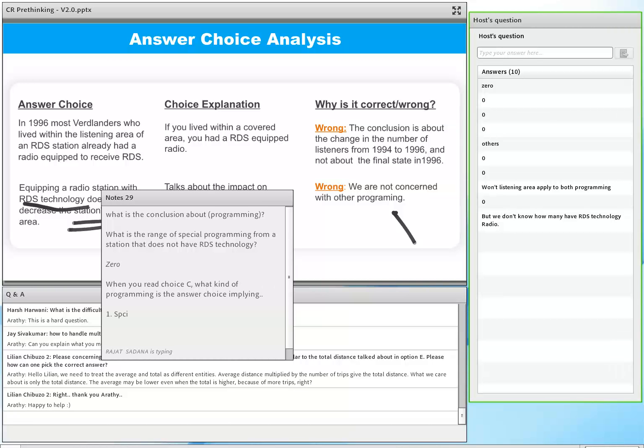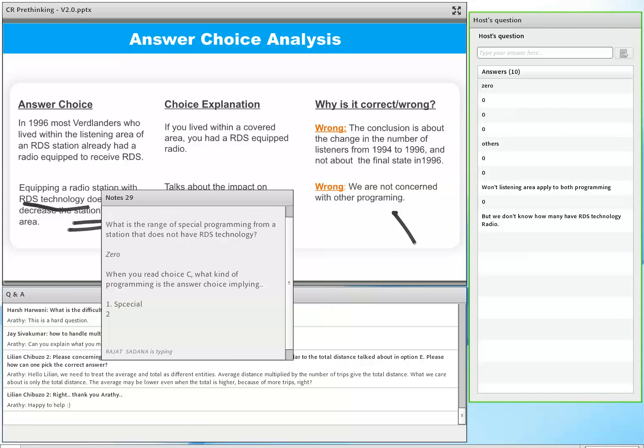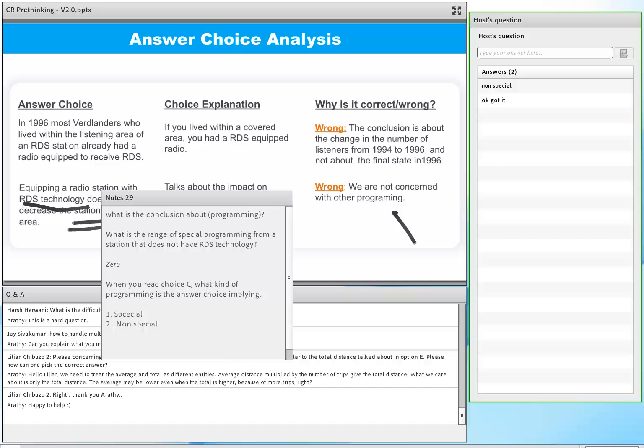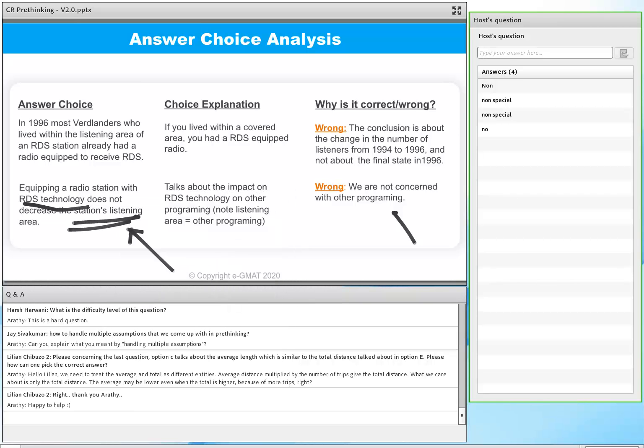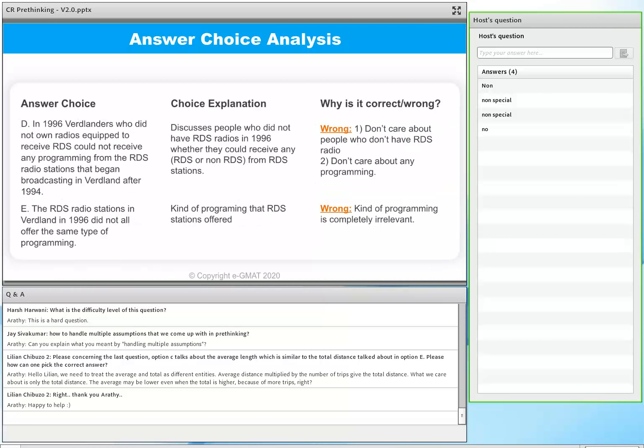You have two options. Special or non-special. What kind of programming is the answer choice implying? It's non-special, right? Do we care about non-special? No. The conclusion has nothing to do with non-special. Okay? If you understood this, you're going to understand choice D too.